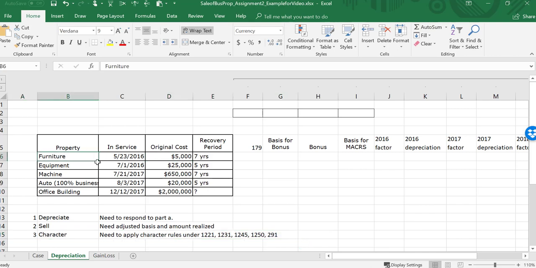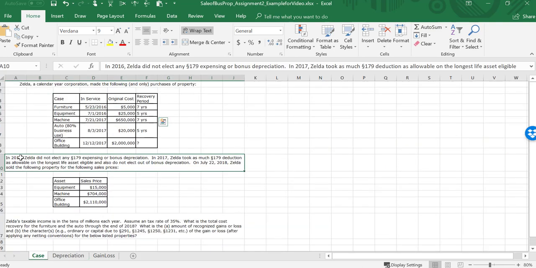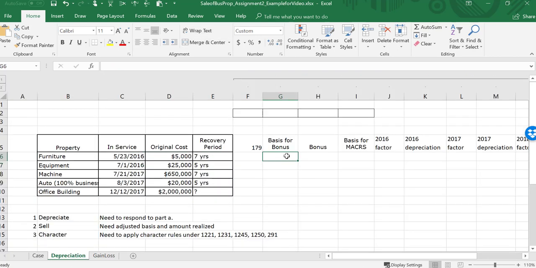Okay, so since depreciation is done on an annual basis and determinations are made annually, we're going to start with only 2016. Okay, so part of the rules for 2016 in the case are that in 2016, they did not elect any 179 or bonus. So at least for 2016, it is just a straightforward calculation of depreciation. So I'm going to skip all those columns, and I'm going to go straight to MACRS depreciation for these two assets.